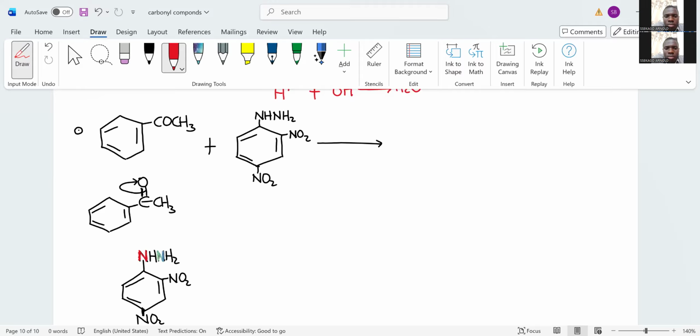Why are they not there? They are interacting with the delocalized pi electrons of the benzene ring. So they are not there. You use lone pairs of electrons on this other nitrogen, then you donate to carbon.